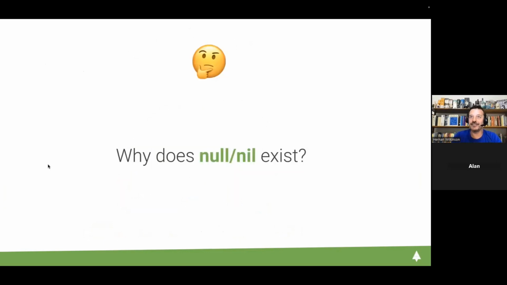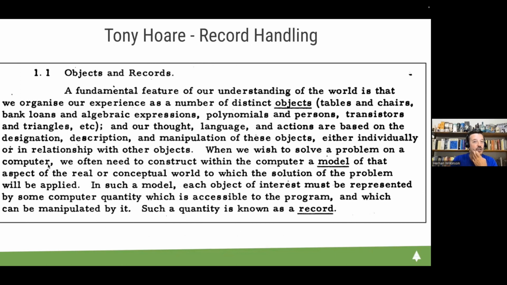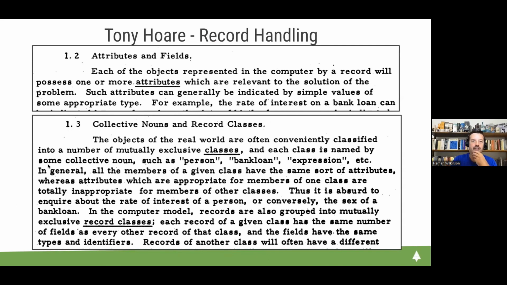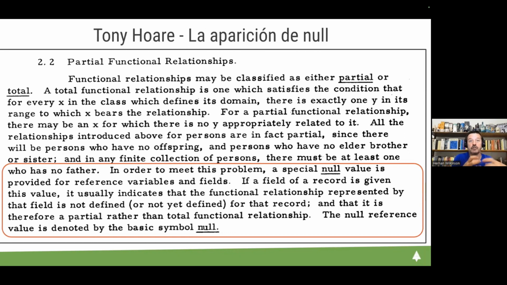Anyway, so why does null exist? Null exists because Algol 60 didn't have null and didn't have records, and Tony Hoare proposed a change to Algol 60, to be included in Algol 60A, called record handling. If you read that paper, it's very interesting. He's talking about records, but it's like talking about objects. He talks about objects and records and classes. It's the first time in a paper in our profession where the class noun is used, and it's like reading about object-oriented programming. Then he says you have to have relationships between these records or objects, and when there is a relationship that is not complete, is partial, then you have this special value that is null, and that's how he created the concept of null.